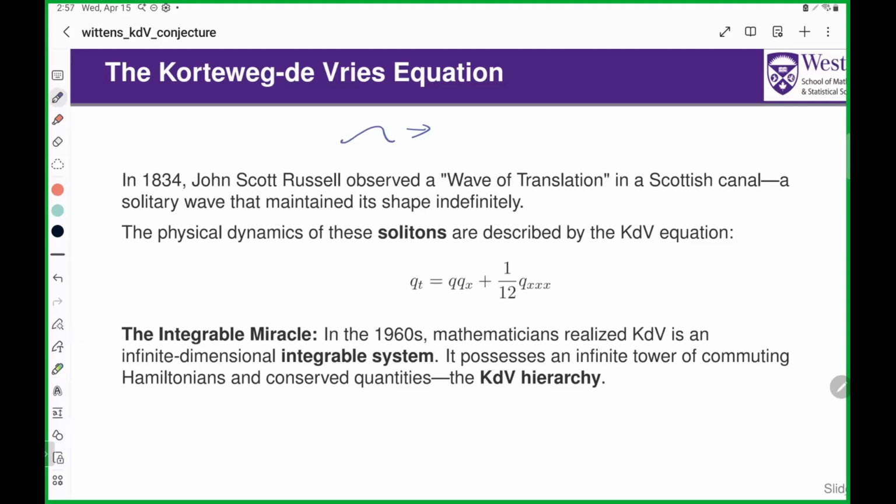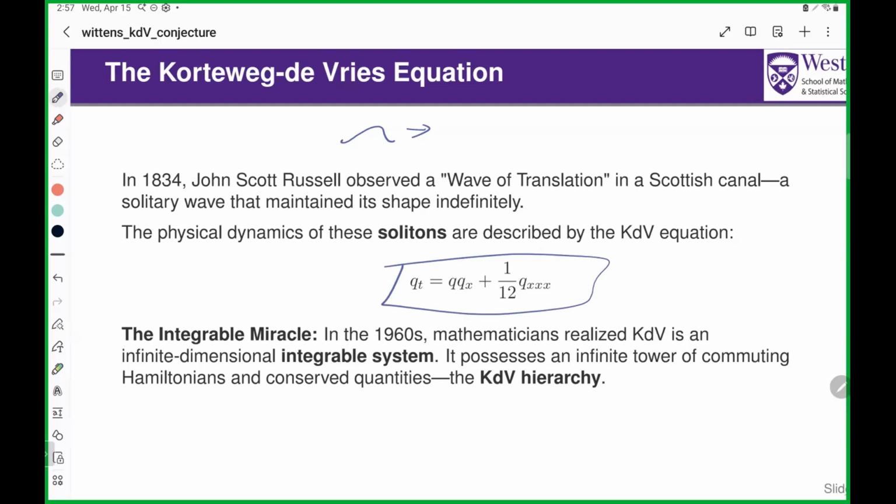Now, way long after, the KdV equations get formalized. This is the first one, which generates the full hierarchy. In the 1960s, this gets formalized into the KdV hierarchy. So I'm going to show you what that looks like in our case. But first, let me set it up.